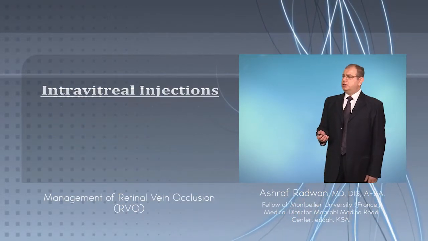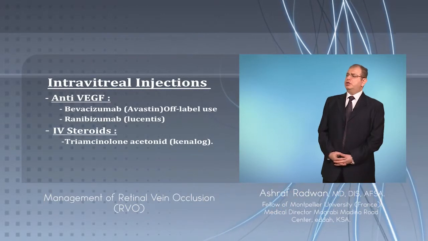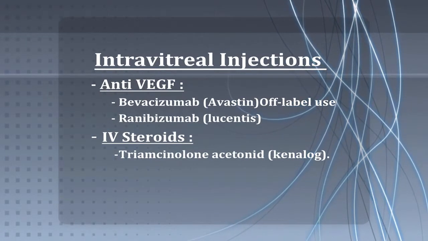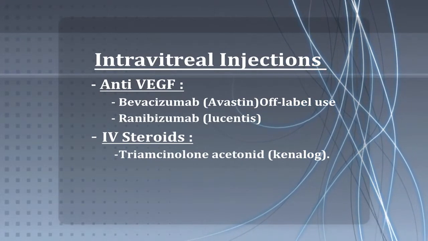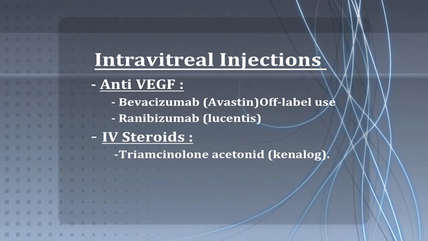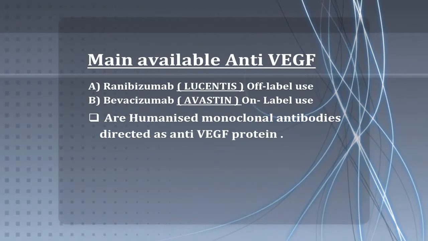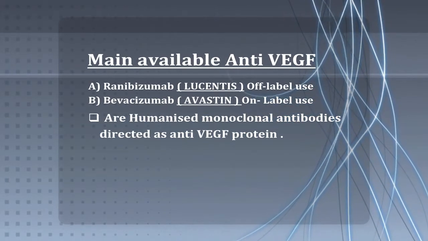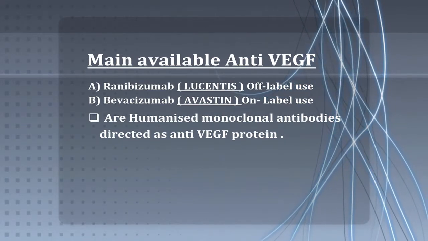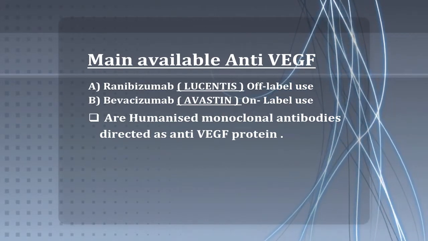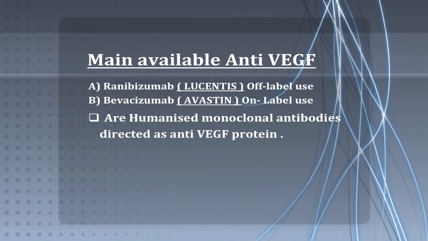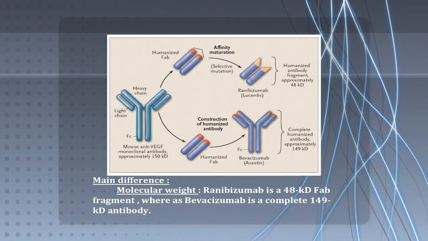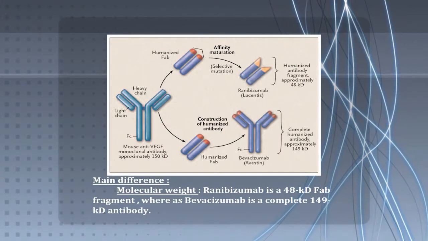The intravitreal injections, as we have mentioned, are now the anti-VEGF, bevacizumab or Avastin, and ranibizumab or Lucentis, and the intravitreal steroids, triamcinolone acetonide. Both ranibizumab and bevacizumab are humanized monoclonal antibodies directed against vascular endothelial growth factor proteins to help in the absorption of the macular edema caused by the vein occlusions.